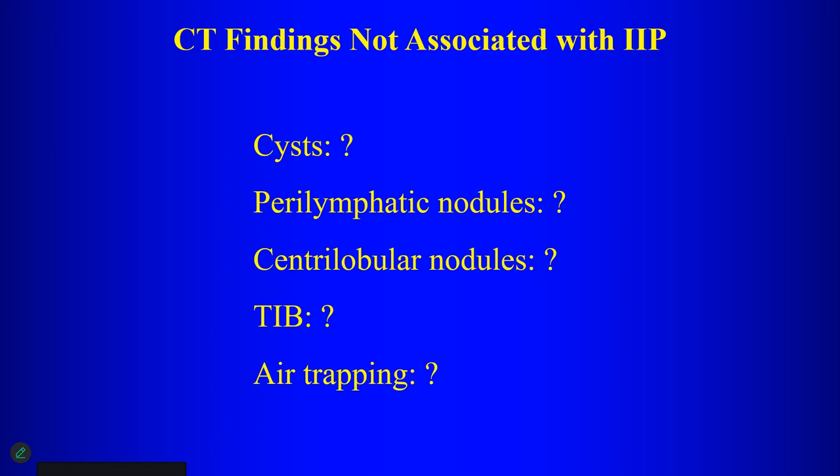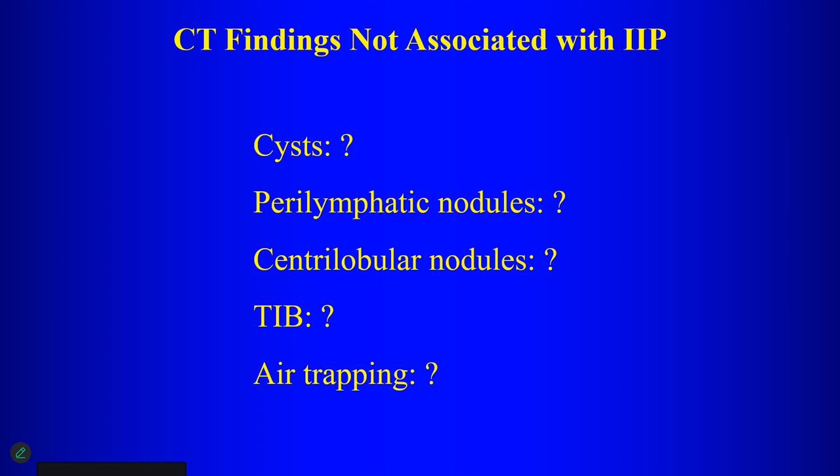Perilymphatic nodules. Sarcoid, right, especially in somebody who has lung fibrosis. If we see perilymphatic nodules, we want to bring up the possibility of sarcoid. Centrilobular nodules. HP. Yeah, hypersensitivity pneumonitis gives you centrilobular nodules. You can also see it with pneumoconiosis. Silicosis can also give you that. What did you mention? RB. Yeah, if they're ground glass nodules, RB-ILD can also do that.